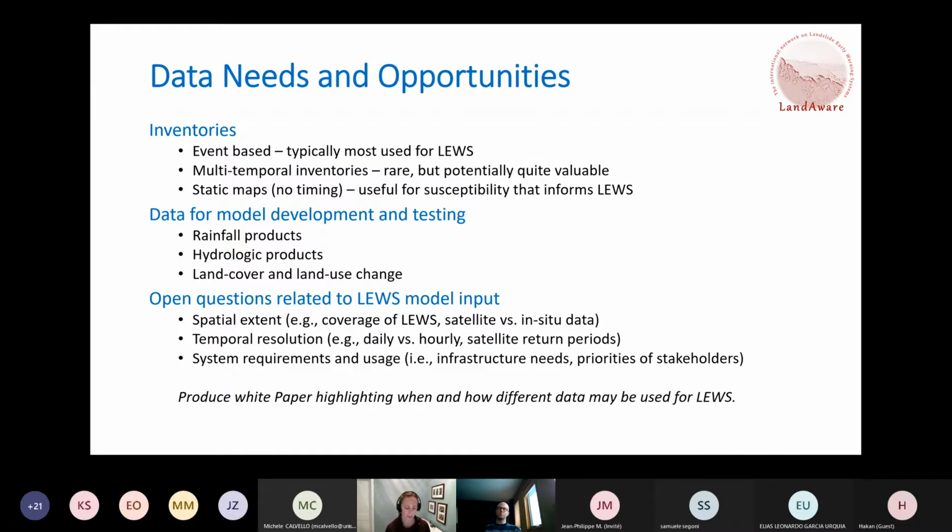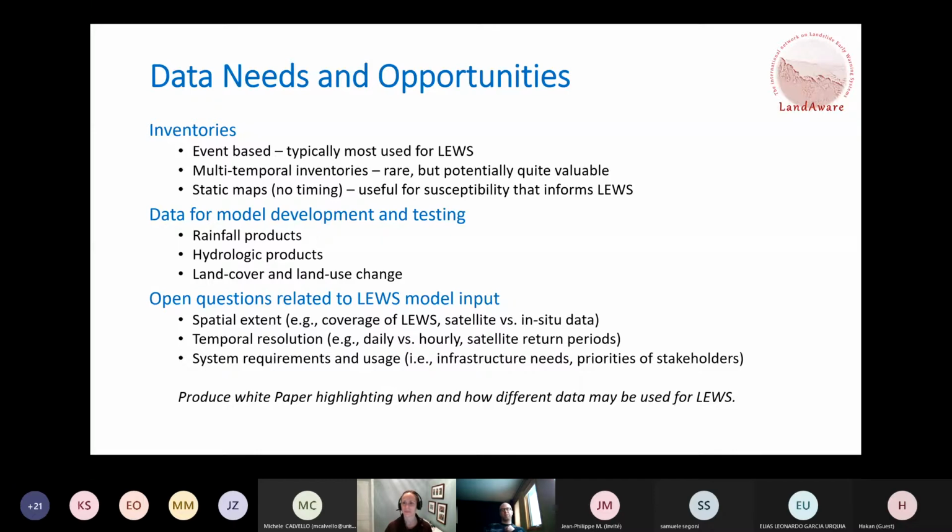Many of these types of papers have existed, but Ben and I feel that this is an opportunity to really codify, to really help us understand how and what types of data are useful to support landslide early warning systems. So the first big topic is data needs. I'm going to pitch it back to Ben.